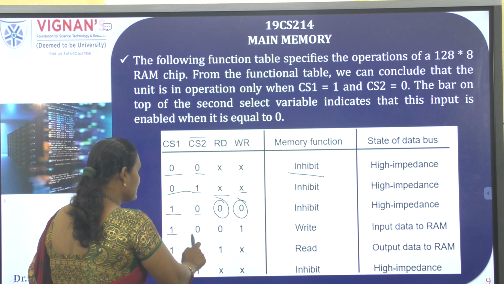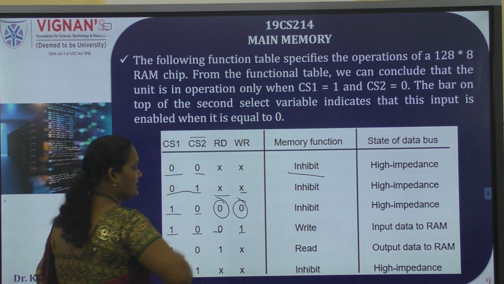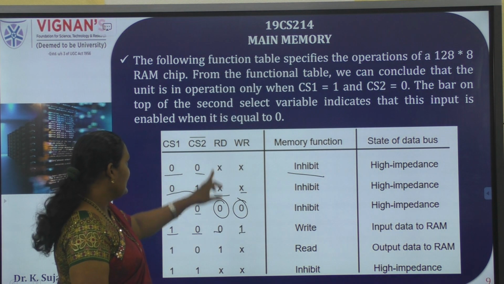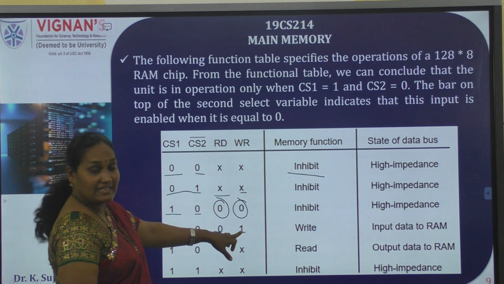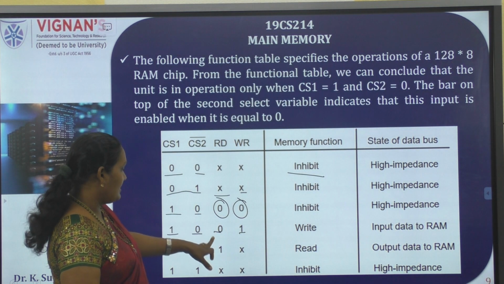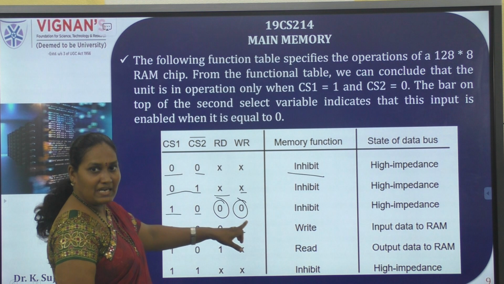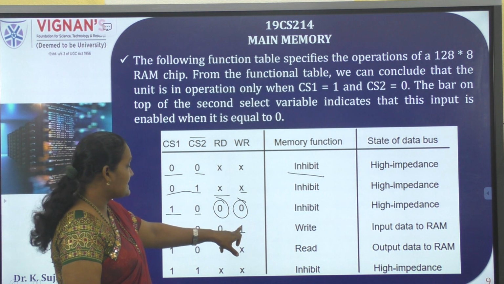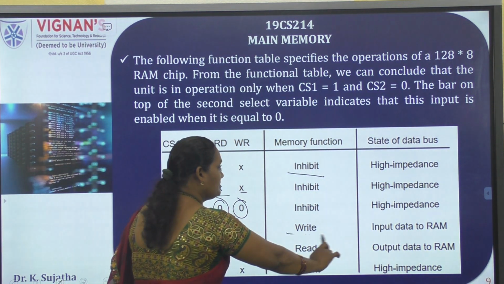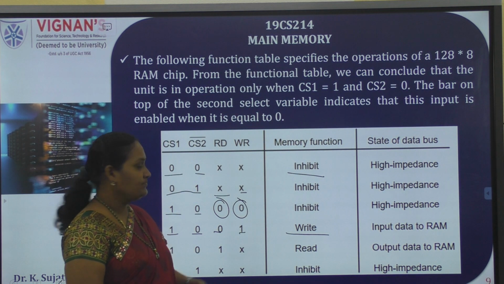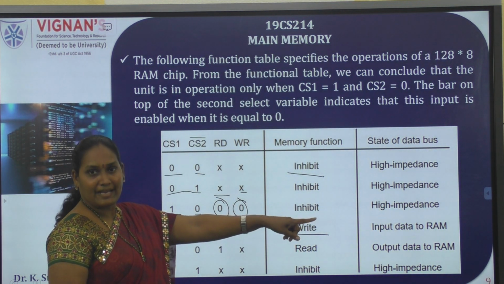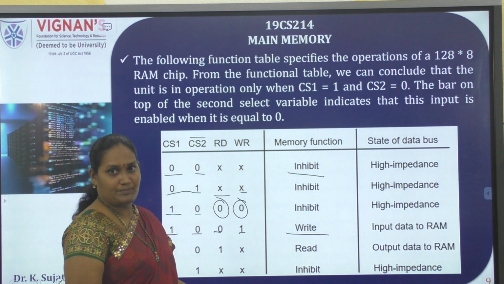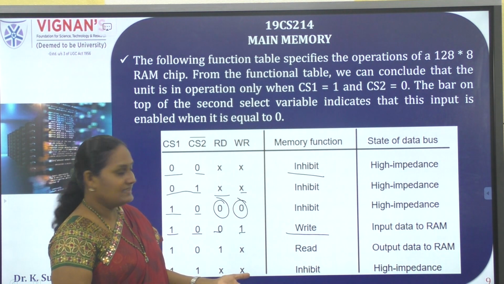If it is 1, 0 and 0, 1, that is, the write control signal is enabled, read is disabled and write is enabled. Since write is enabled, it can perform a write operation, that is, input data to RAM. That is, the RAM chip can store the data.